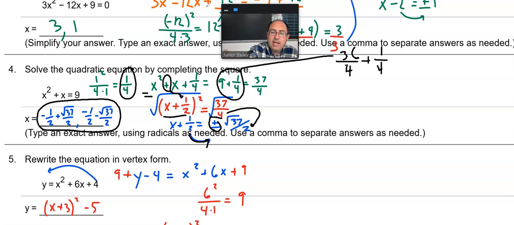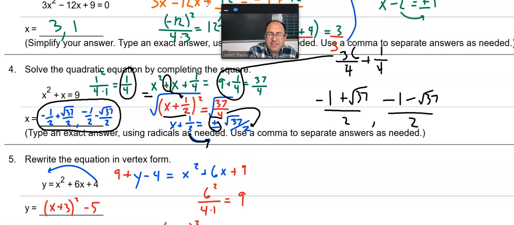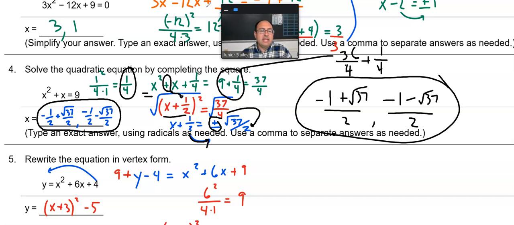Negative 1/2 minus. Now, is it okay to write negative 1 plus radical 37/2, comma, negative 1 minus radical 37/2? Of course it is. That's another way to write it. Now, I do want you to be able to understand that you can write it both ways, because there are times when you want to simplify those, and if you don't realize that you can write it like this, you will simplify it incorrectly. And I don't want that to happen to you or anybody else.